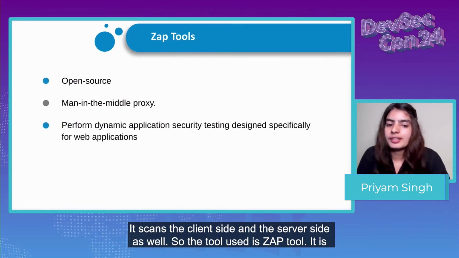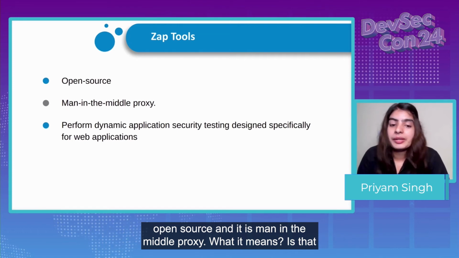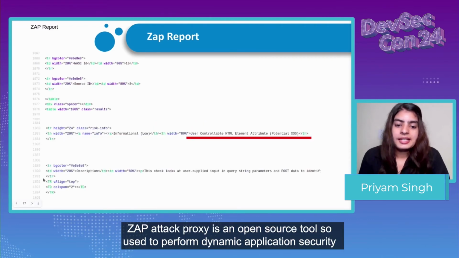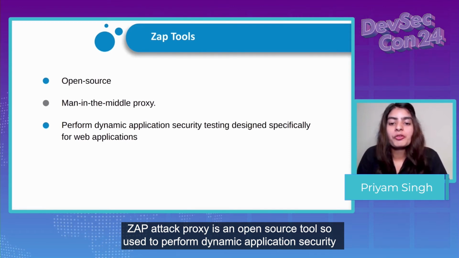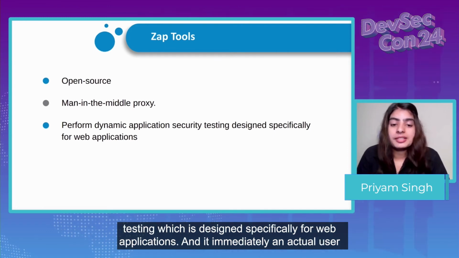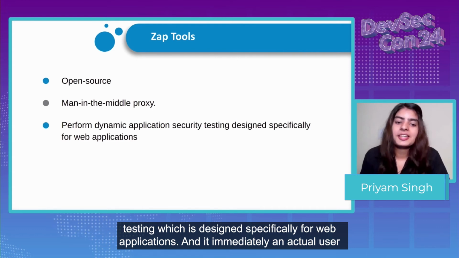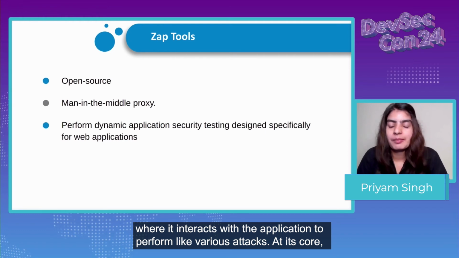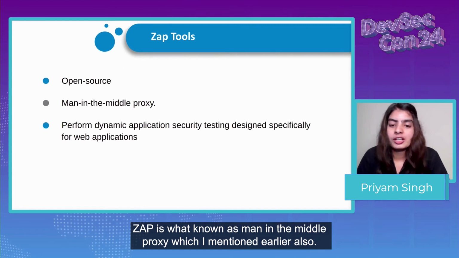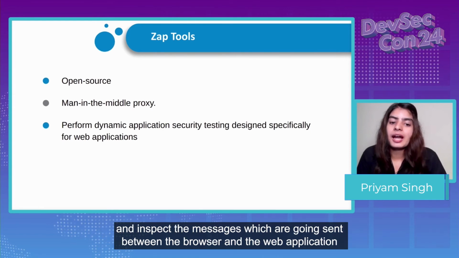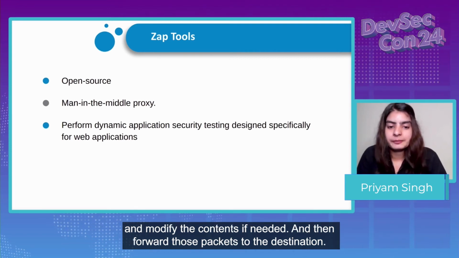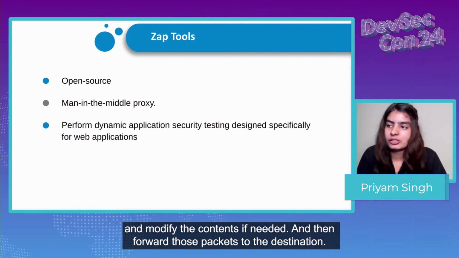The tool used is the ZAP tool. It is open source, and it is a man in the middle proxy. ZAP, the Zed Attack Proxy, is an open source tool used to perform dynamic application security testing, designed specifically for web applications, and it imitates an actual user interacting with the application to perform various attacks. At its core, ZAP is what is known as a man in the middle proxy, which I mentioned earlier also. It stands between the tester's browser and the web application, so that it can intercept and inspect the messages sent between the browser and the web application, modify the contents if needed, and then forward those packets to the destination.